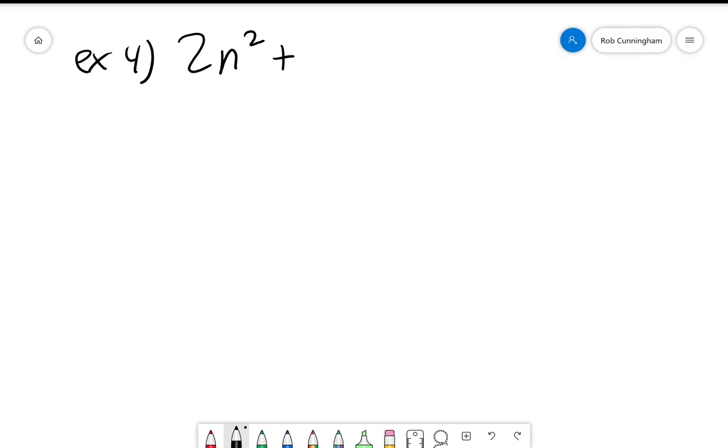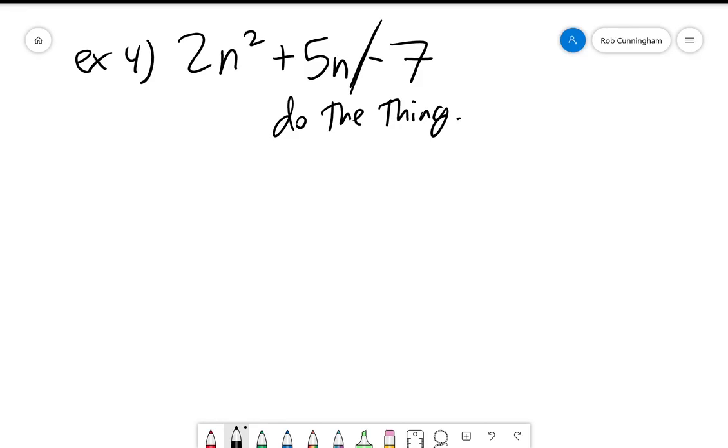2n squared plus 5n minus 7. So looking at this problem, the first thing I notice is how much easier it would be to put this into factored form. Unfortunately, that's not what we're doing. We're putting it into vertex form, which is going to be a whole lot less fun. So again, the negative 7 we're going to kind of section off for a moment.